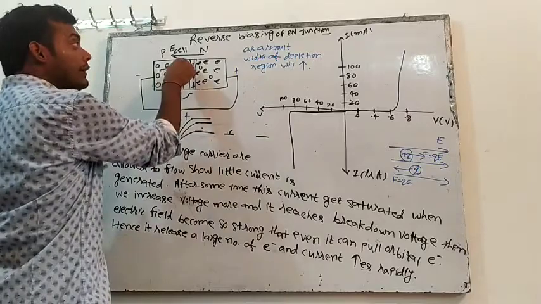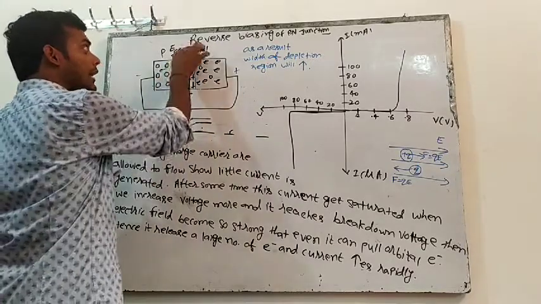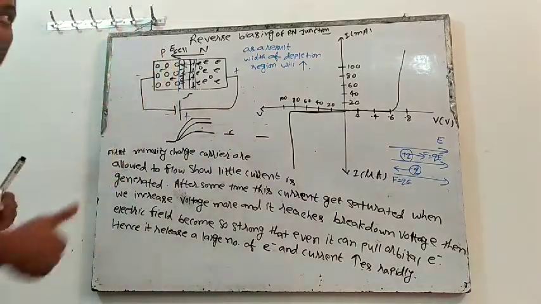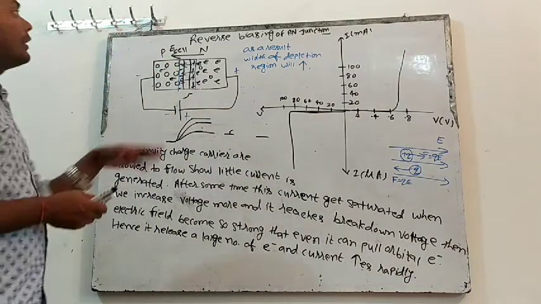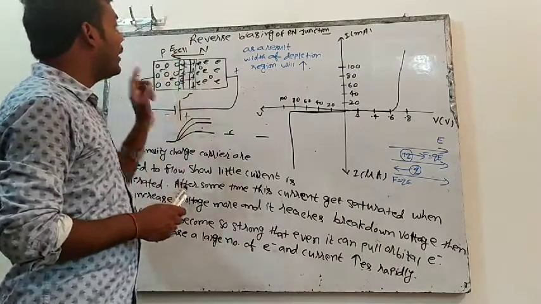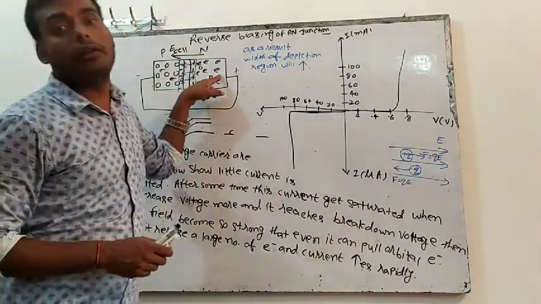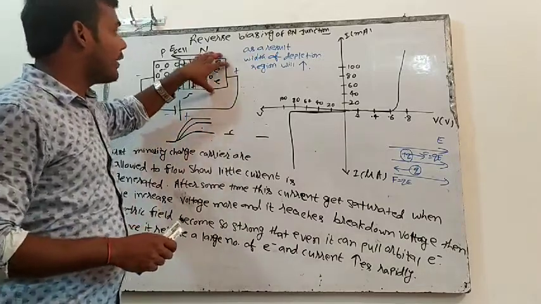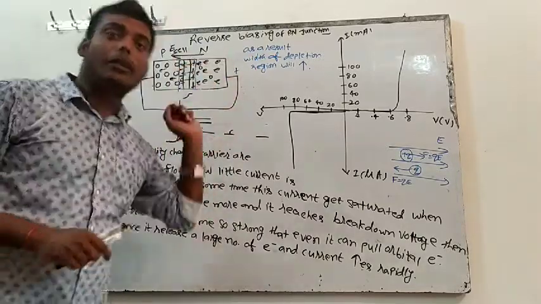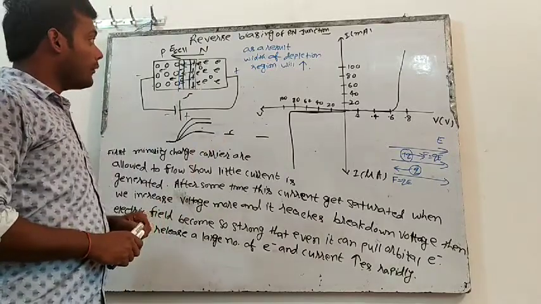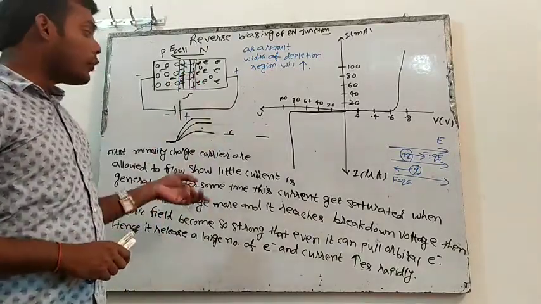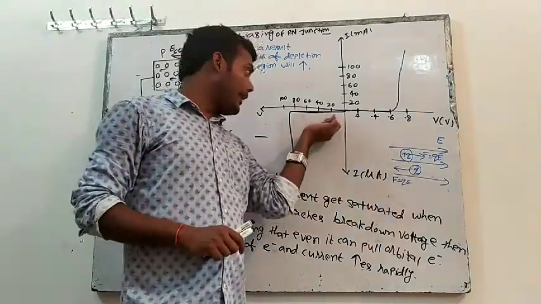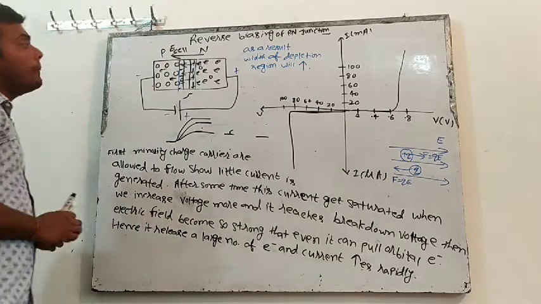The field direction is this. The depletion region field is also in this direction, and the electric field due to the cell is also in the same direction. So both fields will be added now because both are in the same direction. So what will happen? Both fields will oppose the movement of this electron. So this majority charge carrier, which is the electron here, will not move. Only the minority will move. So current will be formed due to the minority. So initially the current will be very little.